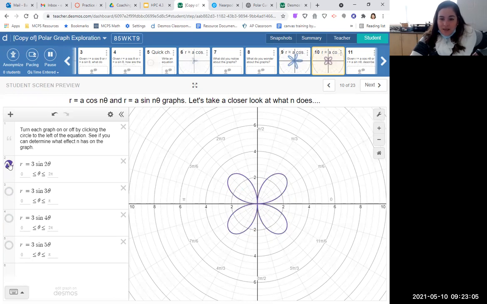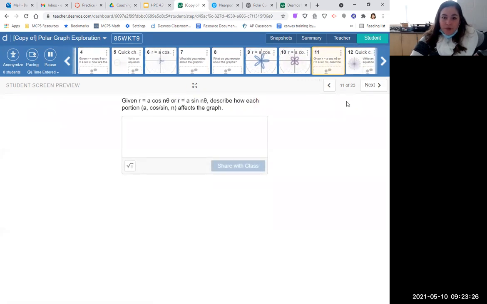2 theta gives me 4 petals. That's interesting. 3 gives me 3 petals, and they're lined up along the y-axis this time. 4 gives me 4 petals. 5 gives me 5 petals. Again, lined up along the y-axis. Interesting. All right, so how do you think each portion, A, cosine, sine, N, affects the graph?